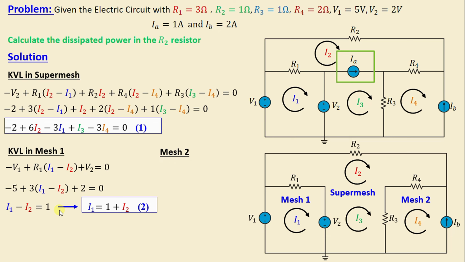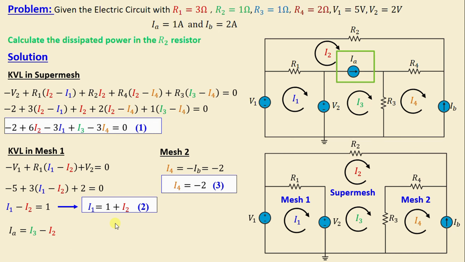Let's move on now to mesh 2. We don't need to apply KVL in mesh 2 because we don't know the voltage across this current source, but we know that I4 is equal to negative IB, which is equal to negative 2. That means I4 is equal to negative 2, and I will call this equation number 3. We now have 3 equations but 4 unknowns, so we still require 1 equation to solve this problem.